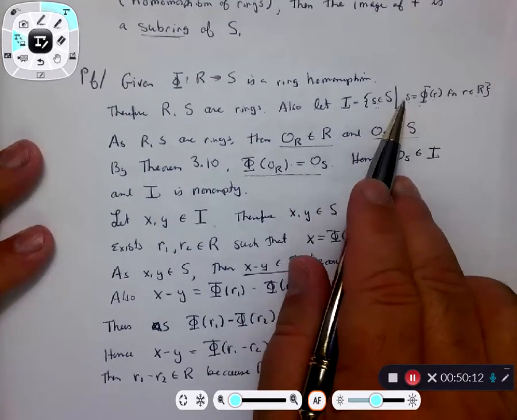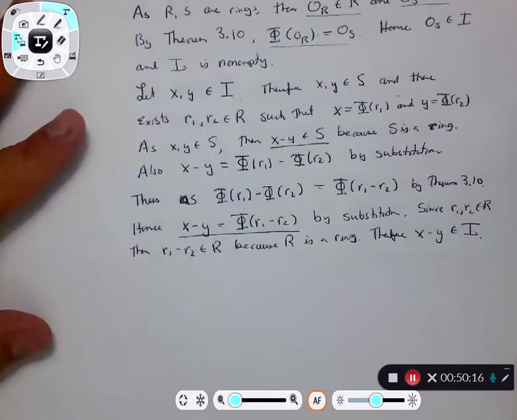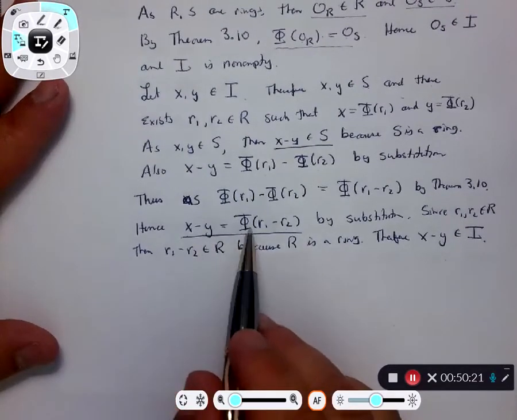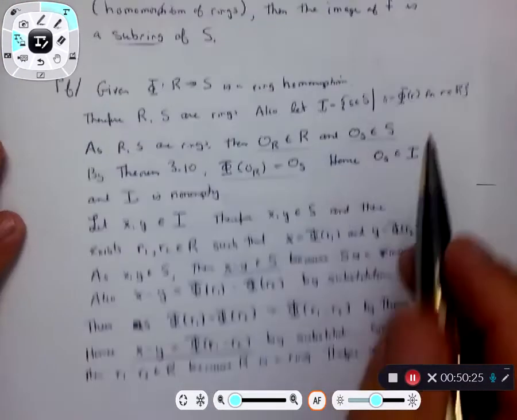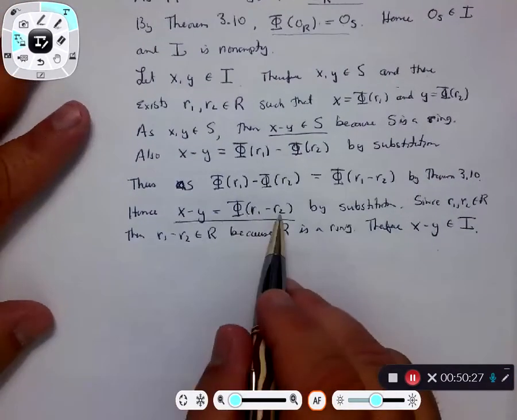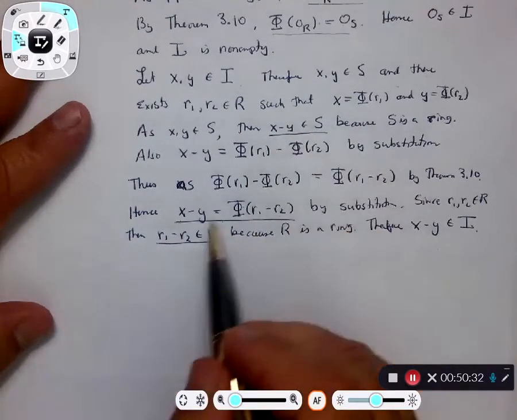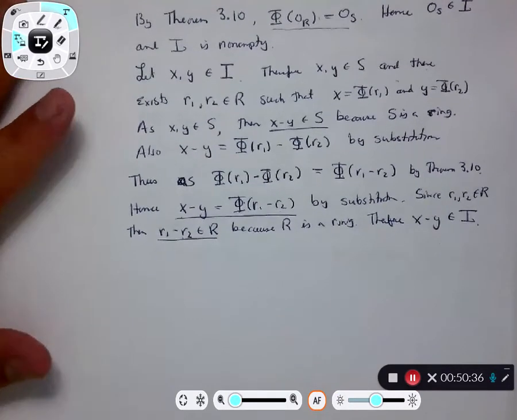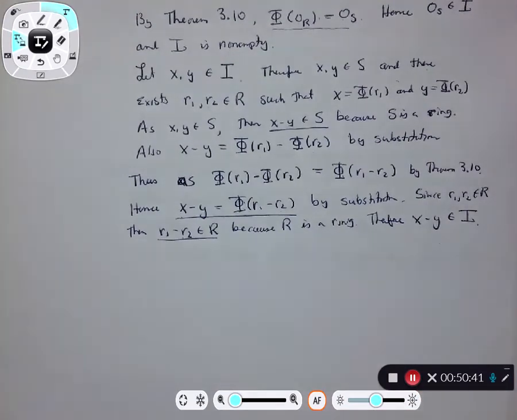X minus y has to be equal to phi of somebody. X minus y is equal to phi of R1 minus R2. X minus y equals phi of somebody, where that somebody had to come from R. So I had to state that the R1 minus R2 came from R. I stated that right there. So all three properties of being inside of I have been satisfied by x minus y. That puts x minus y as an element of I.